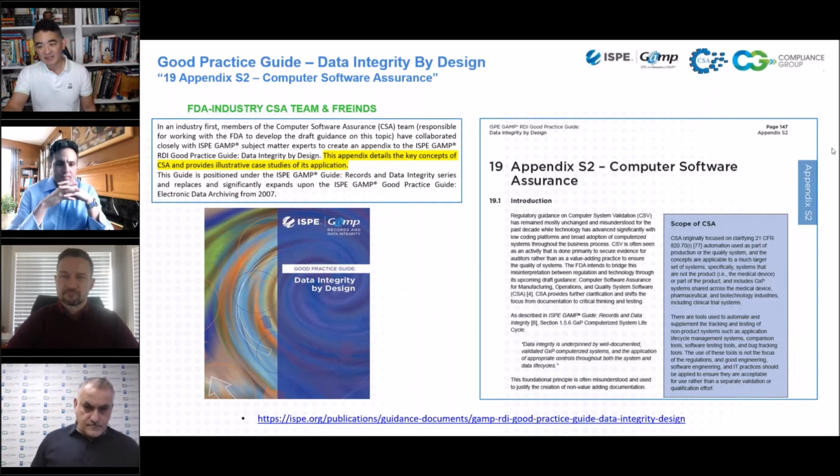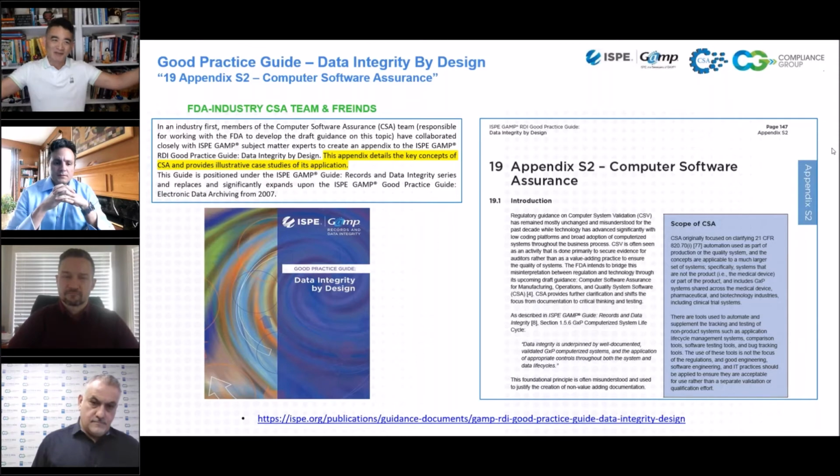It is the same sort of thing here. Regardless of what it is, I mean, this is data integrity, but you could say it's XYZ, whatever it is, it's going to boil down to a series of requirements. How does CSA fit in there? It is a common sense approach to verifying that.